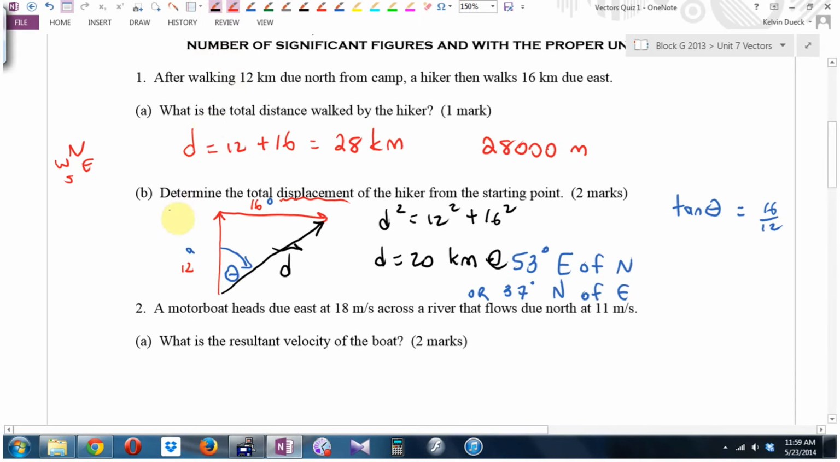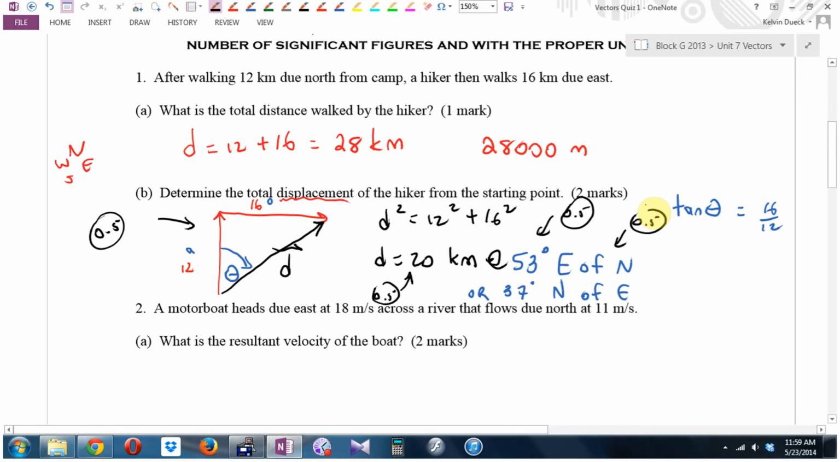How do I give out marks here? I would give you a half mark for the vector diagram, adding them tip to tail. However, if you added 16 plus 12, in other words, if you went east first and then north, that's still fine. I would give you then a half mark for the magnitude of 20, a half mark for the 53 degrees, and a half mark for the what of what. If you got the right answer, you get 2 out of 2. You're fine. But that's how I break this down.